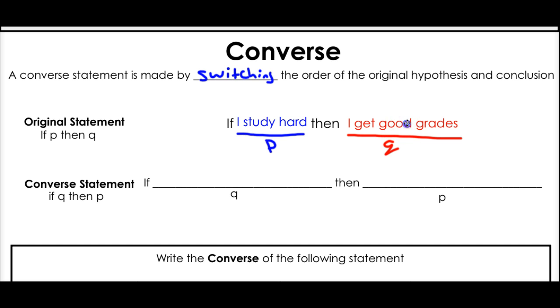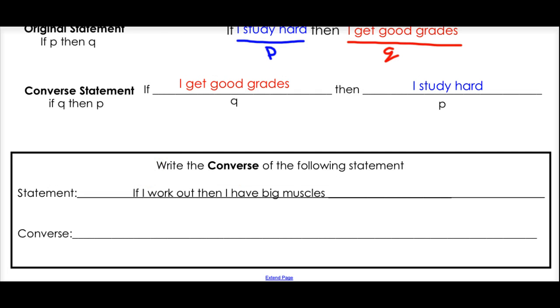Well, I'm going to put my Q first. If Q, all right, if I get good grades, and then we switch our P to the back, then I study hard. Now, if you look here, these sentences basically mean the same thing. If I study hard, then I get good grades. And the converse, if I get good grades, then I study hard. All we did was switch the P and Q. So let's try an example of this, okay?